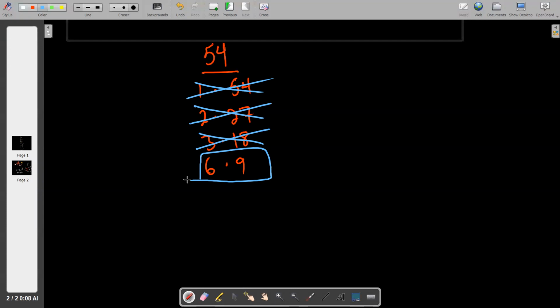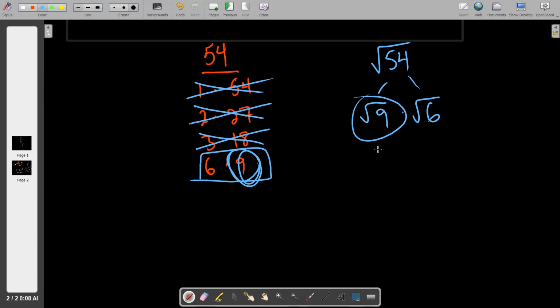So when I take the square root of 54 and I break it down, I put my blank square root signs because I know how to follow my own directions. And then I put the one that I love in the first root, and I put the leftover in the second root. What is the square root of 9? And I write 3 root 6.